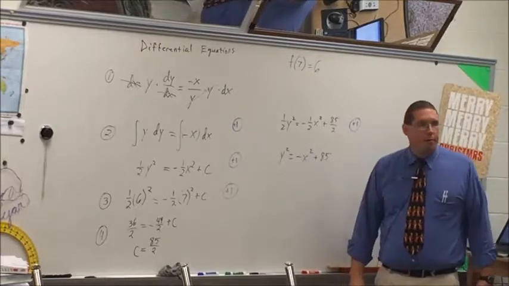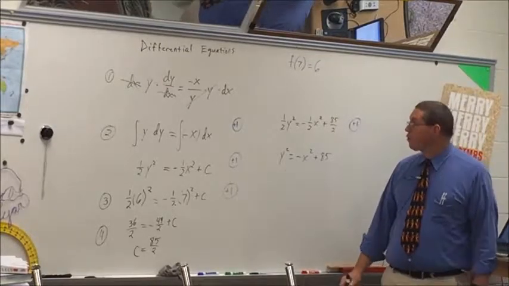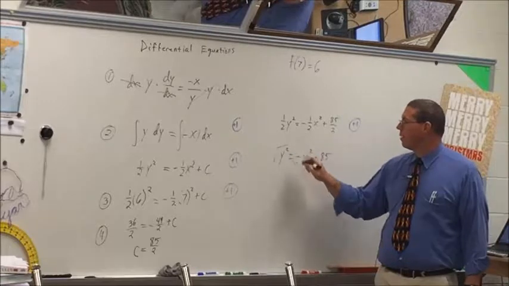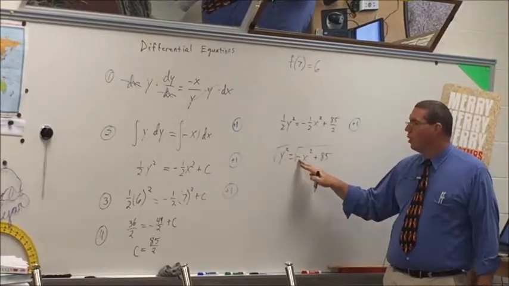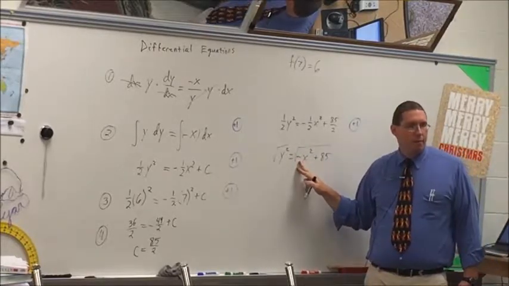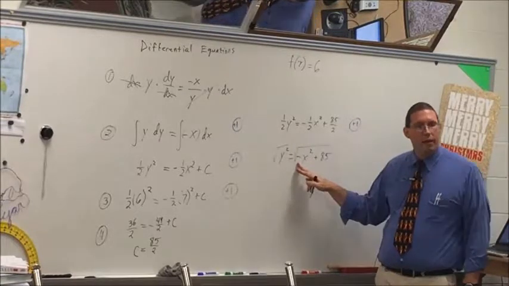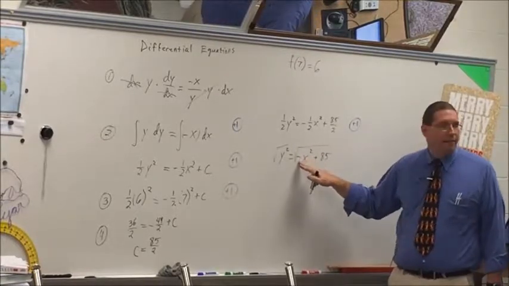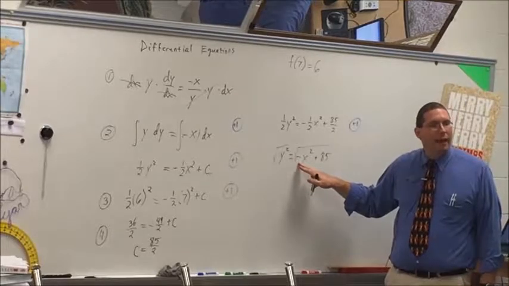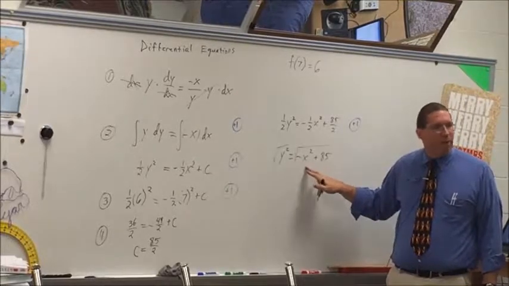Okay, now what do we do next? We need to take the square root of both sides, right? Square root here and square root here. Now, don't get freaked out by this. Somebody is going to think, but Mr. Ryan, you can't take the square root of a negative. Yes, you can if that negative is on a variable.